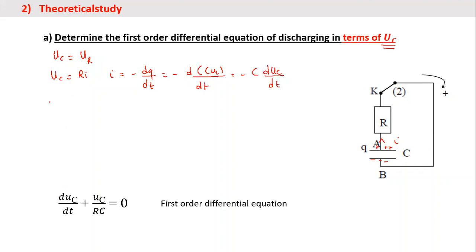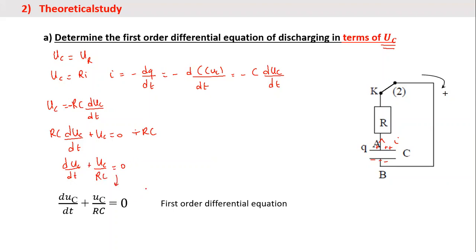And then we substitute, this means UC equals R C duC over dt. And then we can bring it to this side. So we'll get RC duC by dt plus UC equals 0. Dividing by RC, we'll get duC by dt plus UC over RC equals 0. And this will be the first order differential equation. This is in terms of UC.